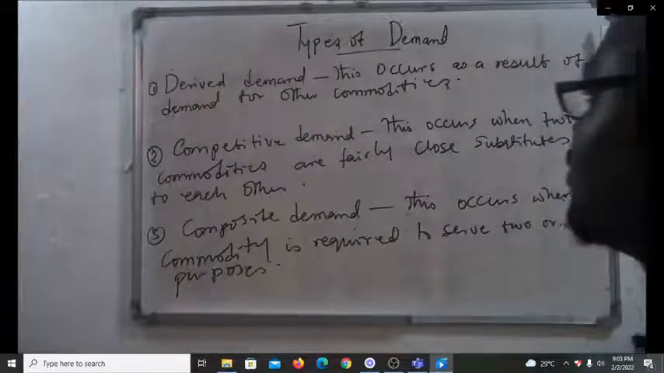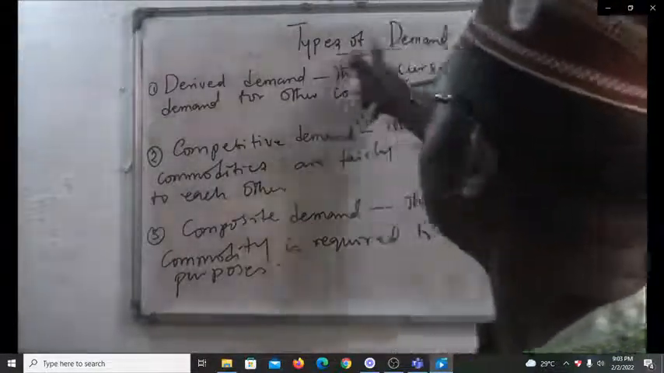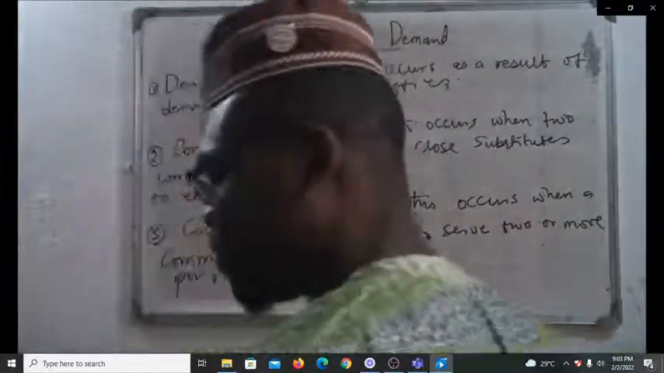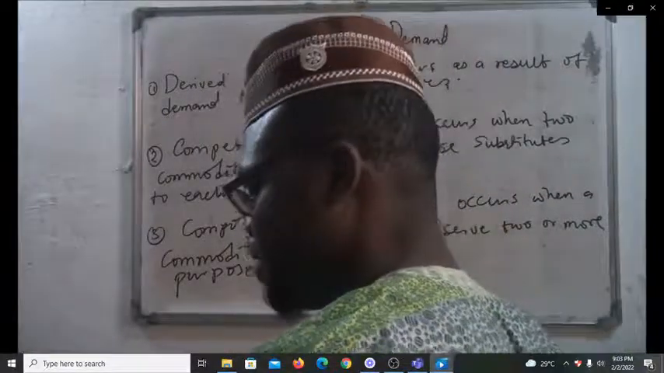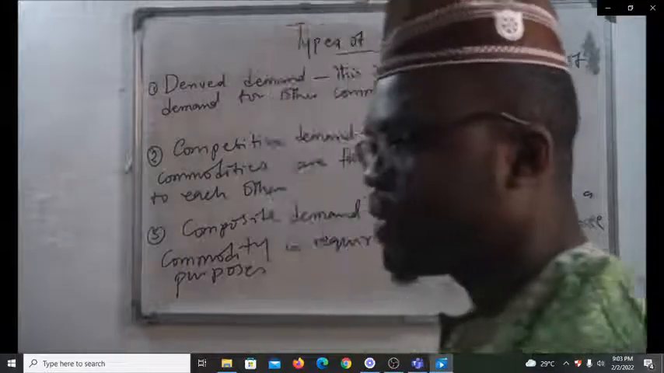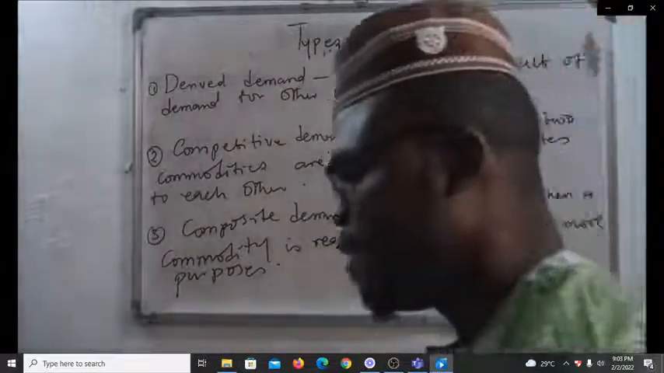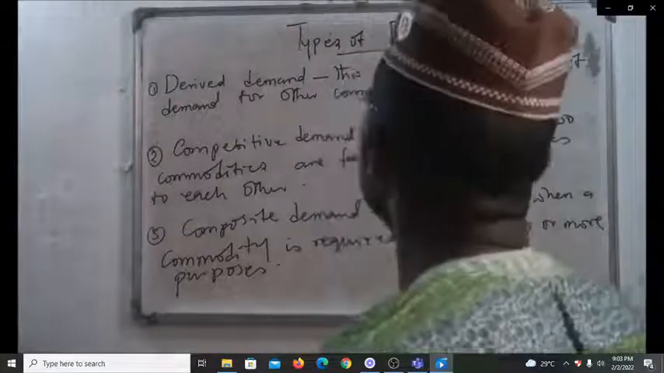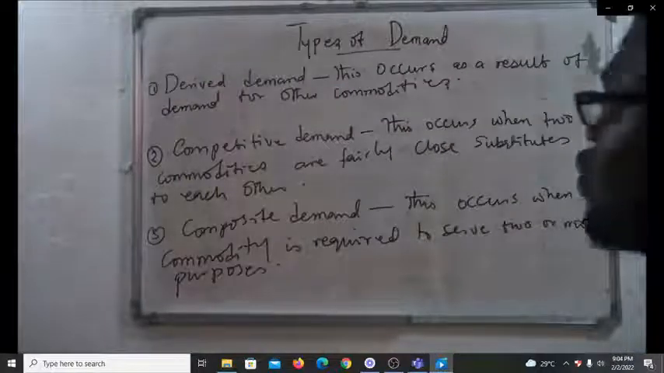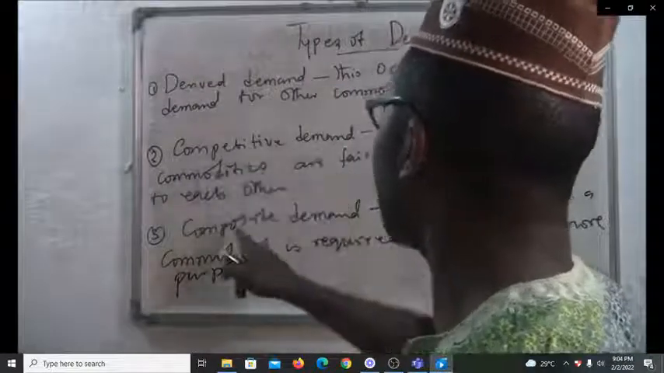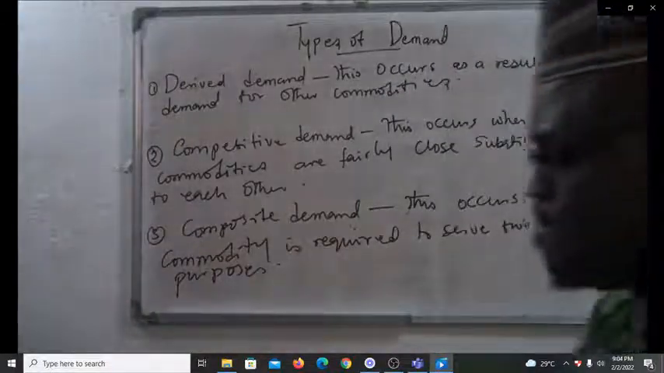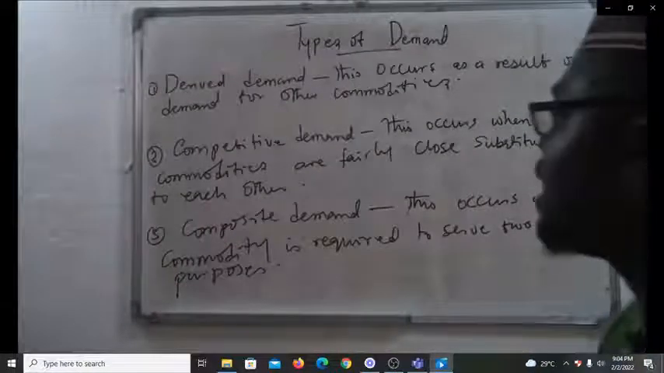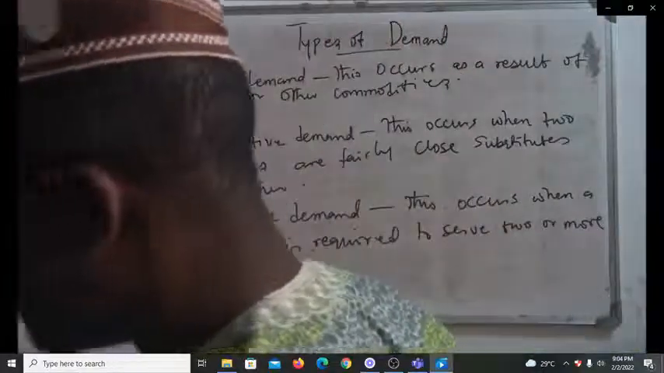Welcome. In economics, you're always going to be asked questions on types of demand. What kind of demand does your shirt have? What kind of demand does your shoe have? Types of demand. There are three major types of demand. It could be derived demand, competitive demand, or composite demand. And we're going to explain these kinds of demand and give examples of commodities that have such demand.